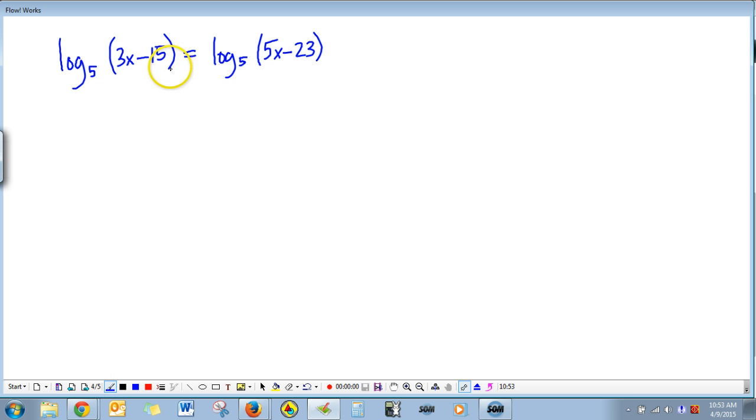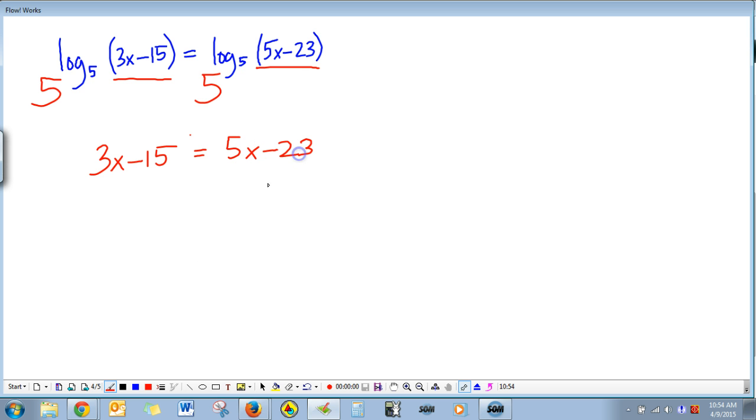Okie dokie. Now on this one, this is like the first problem we did. The base 5 log of this equals the base 5 log of that. Then this must equal that. Another way to think of it is if we did 5 to this power and 5 to this power, the 5 to the base 5 log will cancel each other out, and we get 3x minus 15 equals 5x minus 23.